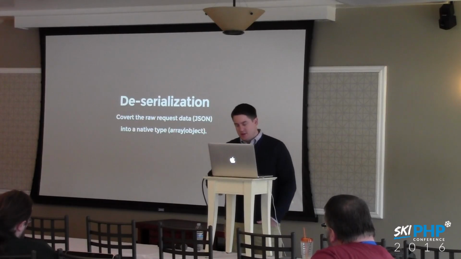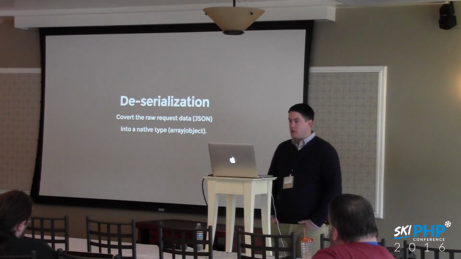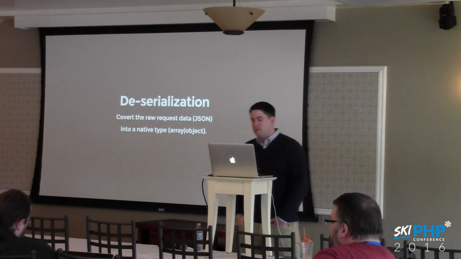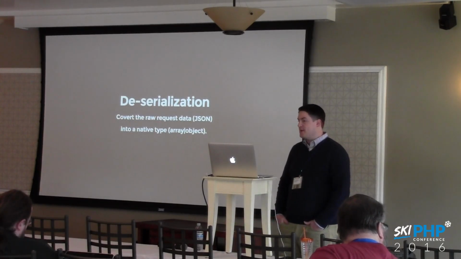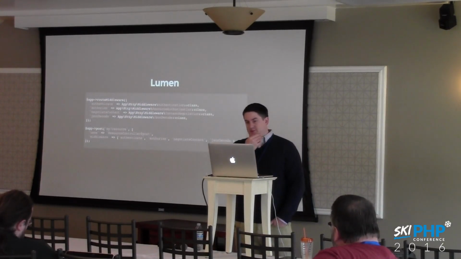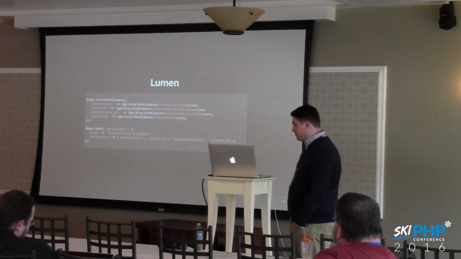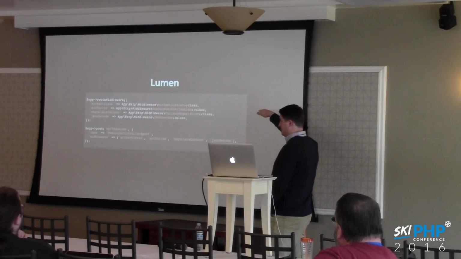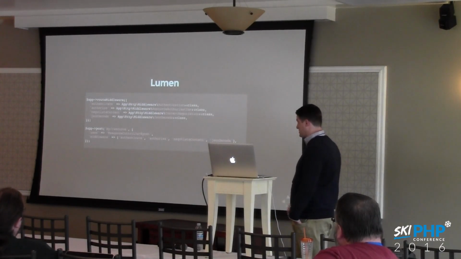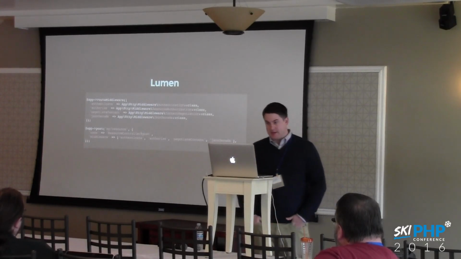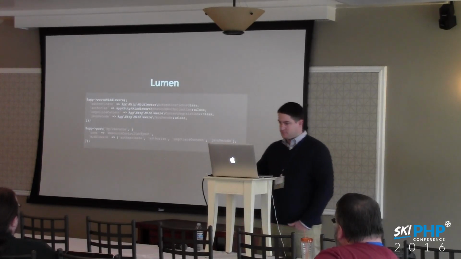Deserialization. So this is where we're actually going to convert the raw request data, which is JSON, into a native type in PHP. We don't manipulate JSON, we have arrays or objects. In this Lumen example, here's where we've kind of started compiling these different pieces. Remember, we had a little piece that did authentication, a little piece that did authorization, a little piece that did content negotiation. Now we're going to do something as simple as JSON decoding.